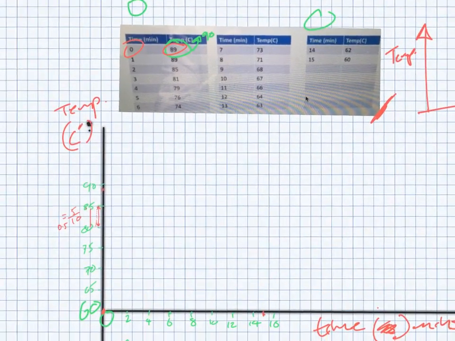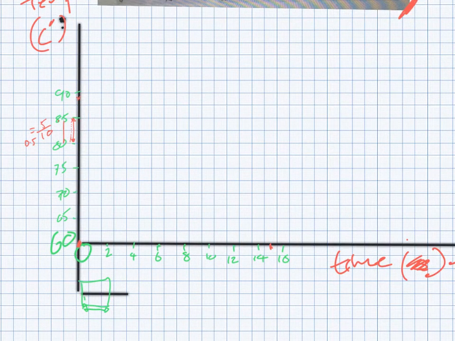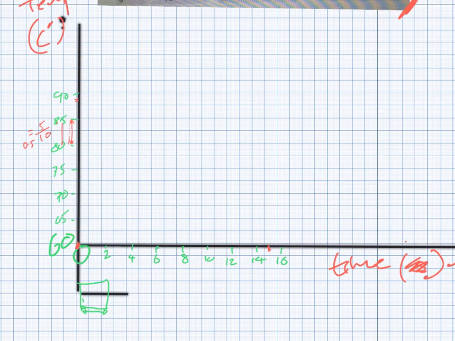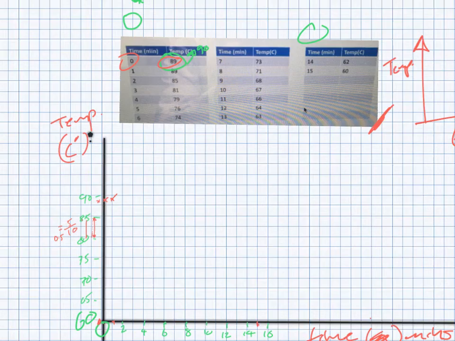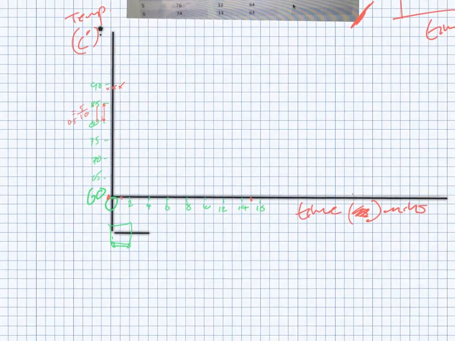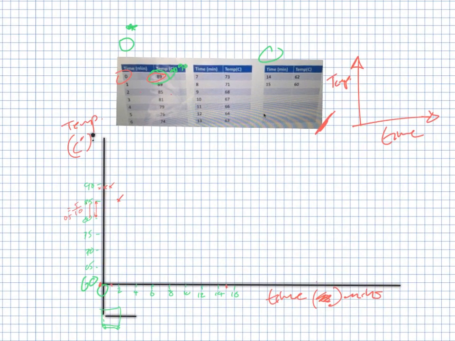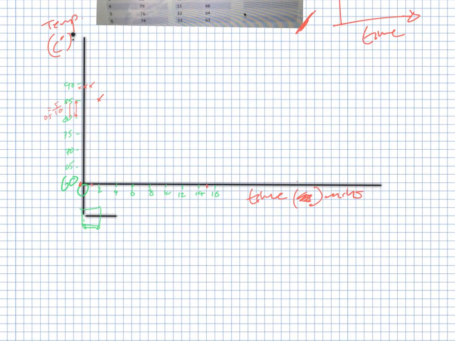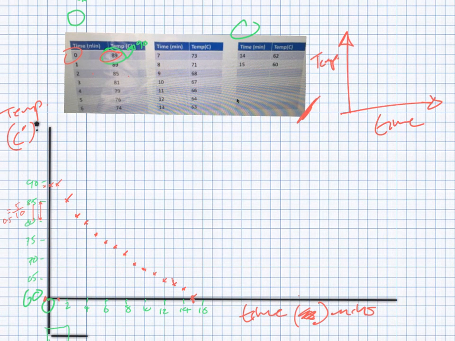Then we go to the next one. In 1 minute it was 89. Well, 1 would sit in between, and I've moved and wiggled my points across slightly, unfortunately. There we go. 1 would sit just there, and it was 89 again. Then we're up to 2 and 85. And so what you do is you continue down with this, 81, until we've plotted all of our points. So here are our points plotted.